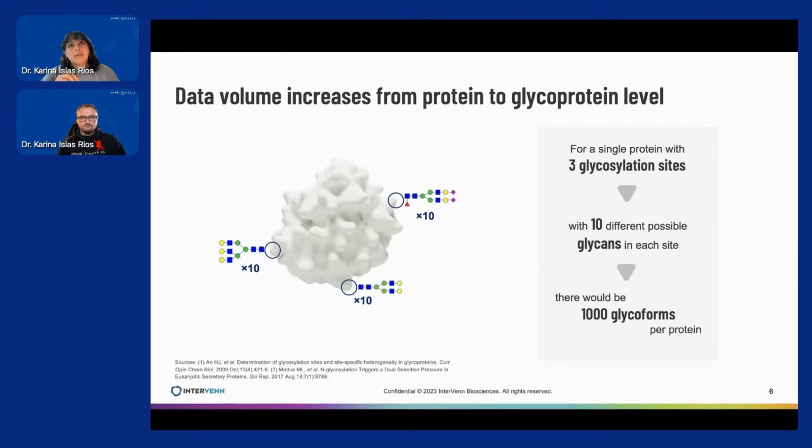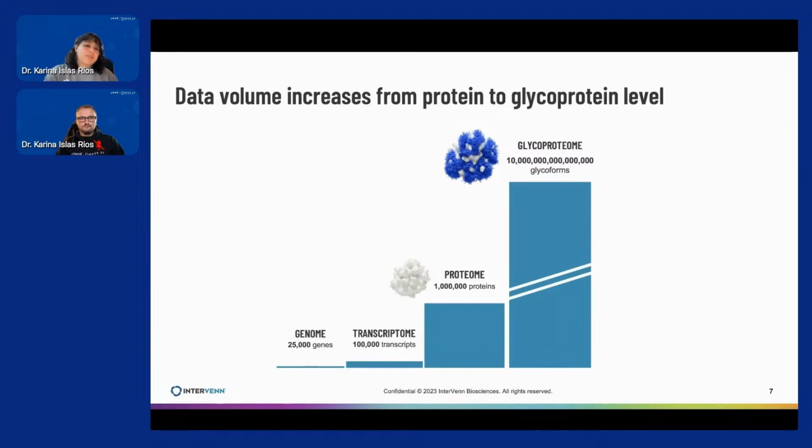So the complexity starts increasing, because instead of looking only at one single protein, now we have to look at the same protein, considering that it has 3 sites where these sugars are arriving. And if we consider that we have 10 possibilities, then we will end up with 1,000 glycoforms of that single protein.